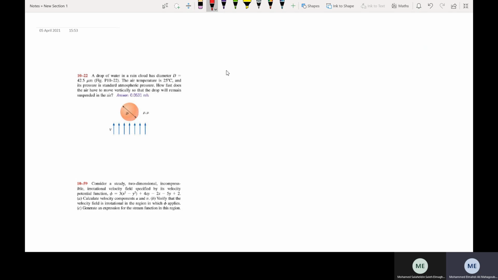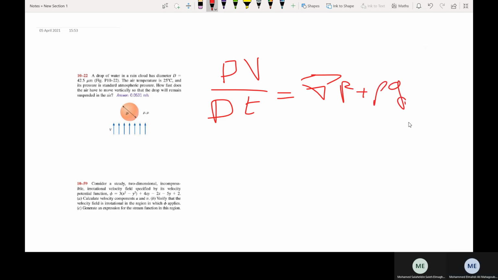You just have the material derivative of the velocity, I think this is how the material derivative was, then equal to the gradient of the pressure, plus the gravitational force. That's it, the Euler equation, plus 0. The viscosity forces are not there. So this is the Euler equation.